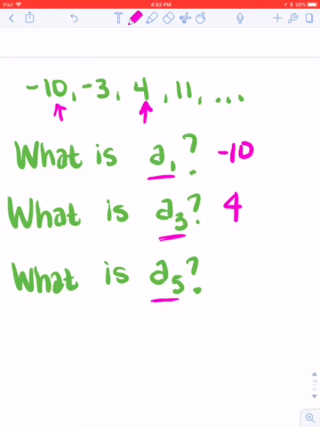Now to find a sub 5, if I look, first term, second, third, fourth. If I wanted the fifth, that's still missing, so I'm going to have to think about how that works.